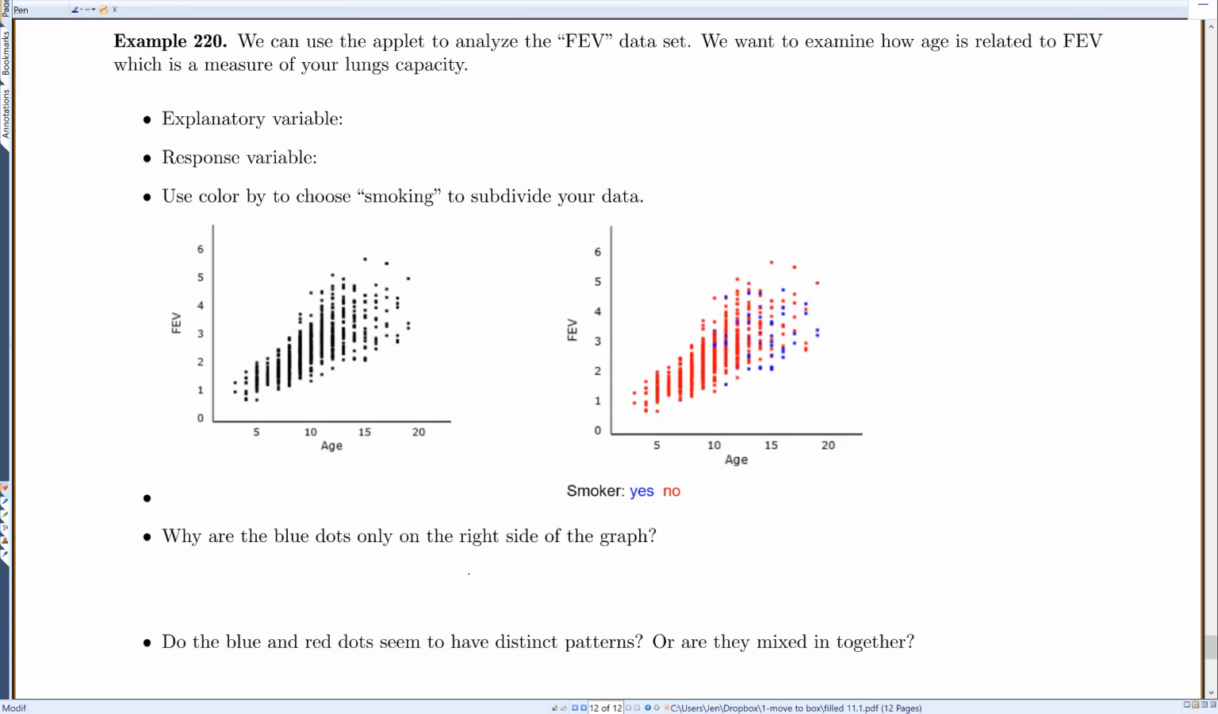So another example, we can use the applet to analyze the FEV data set. FEV is a measure of your lung capacity. The explanatory variable would be your age. The response variable is your lung capacity, this FEV. And this is our original data set. I'd say it looks fairly strong. We have a positive relationship.